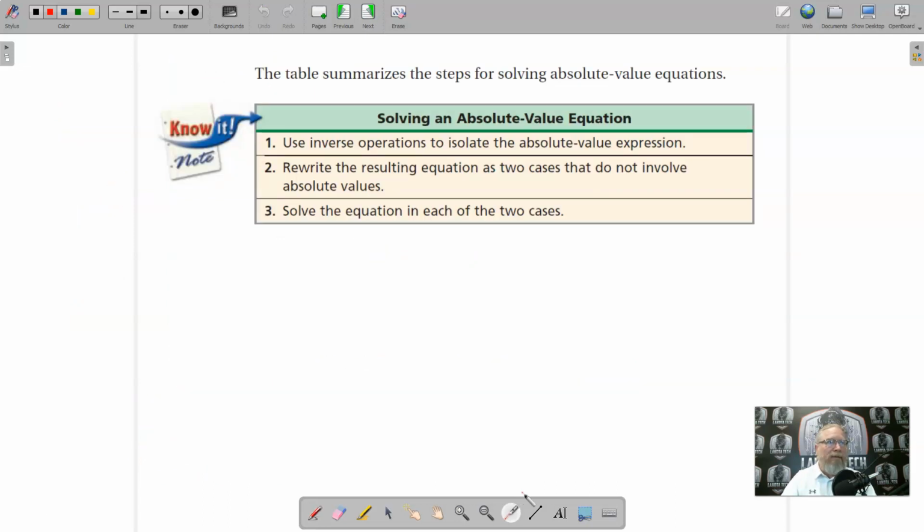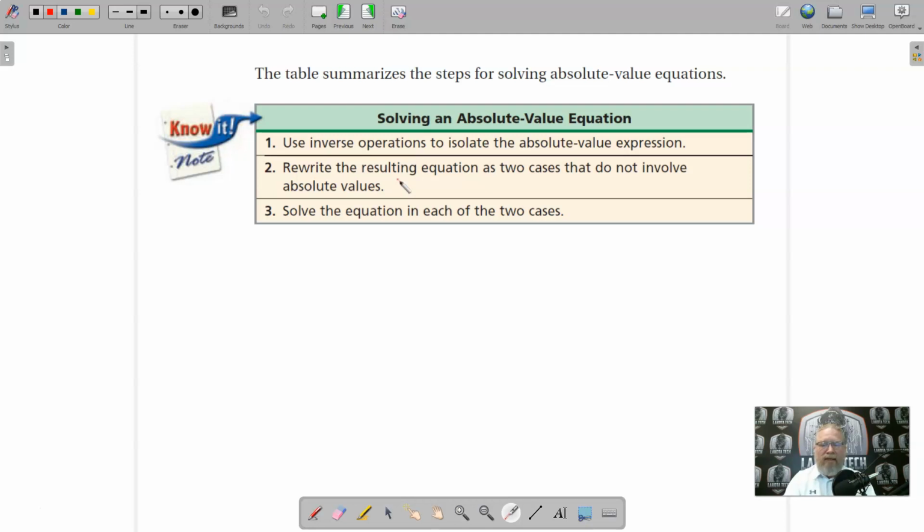So this table here summarizes the steps for solving absolute value equations. To solve an absolute value equation, the first step is to use inverse operations to isolate the absolute value expression. This is where we want to get the absolute value portion of the equation all by itself on one side of the equation. The second step is to rewrite the resulting equation as two cases that do not involve absolute values. So in the second step, we're going to create two equations.